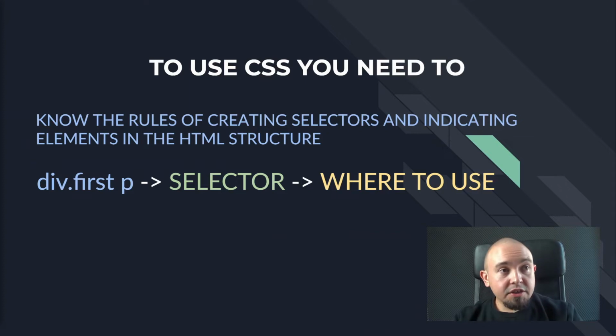And the first thing you need to learn in CSS is how to create selectors and indicate elements in the HTML structure. If we have our HTML structure, we can refer to our HTML elements in CSS. And to do that, we need selectors. So a selector is a representation of our HTML element in CSS. In our case, this selector refers to every p element located in every div element with the class named first. If our selector would be only the letter p, then we would refer to every p element in our HTML document.